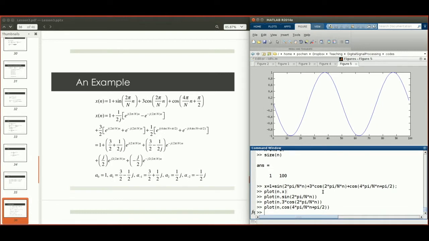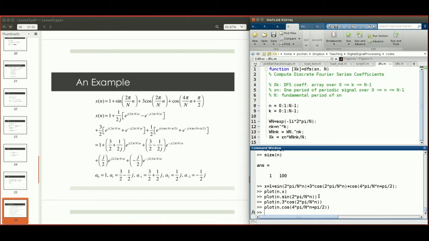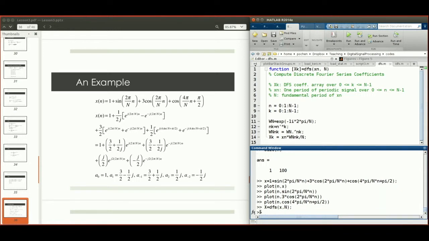So now let's do our numerical analysis. Let's use our DFS function to compute the coefficients and see if that actually equals our analytical results, right? So let's just call DFS. So x equals DFS of x and big N, right? That's our big X. So now let's compare our coefficients. Because Matlab has an index that starts from 1 instead of 0.